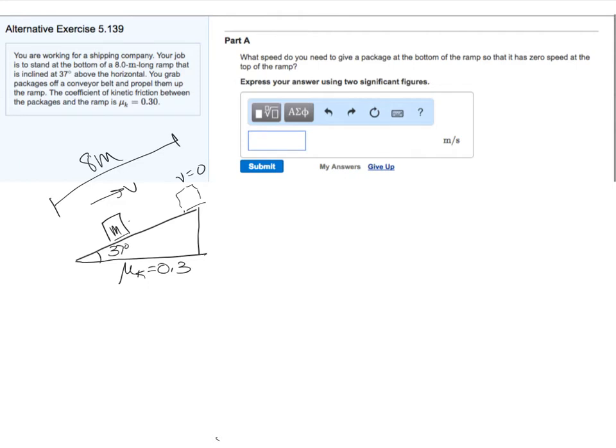Alright, so I'm going to find the forces. So my normal force, my weight, and my friction, which is down the incline because the object is moving up the incline. Keep in mind my acceleration is also going to be down the incline because it's going to be negative. So forces in the y direction will allow me to find my normal force. It's normal in the y component of weight.